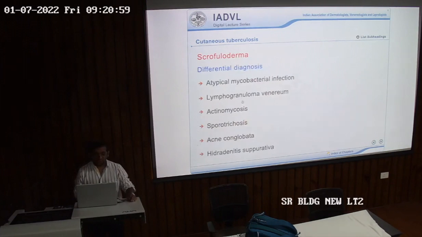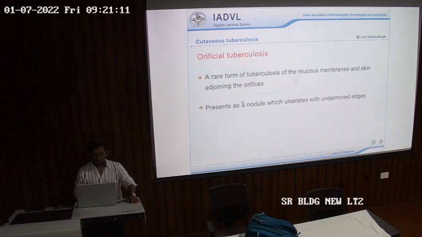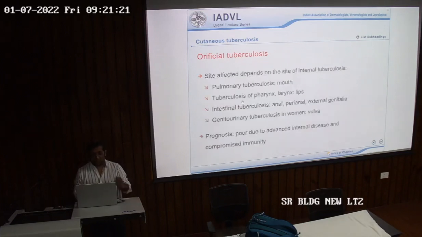The differential diagnosis is atypical mycobacterial infection, lymphogranuloma venereum, actinomycosis, sporotrichosis, acne conglobata, hidradenitis suppurativa. Orificial tuberculosis: it's a rare form of tuberculosis of the mucous membranes and skin adjoining the orifices, presents as a nodule which ulcerates with undermined edges. Site affected depends on the site of internal tuberculosis.